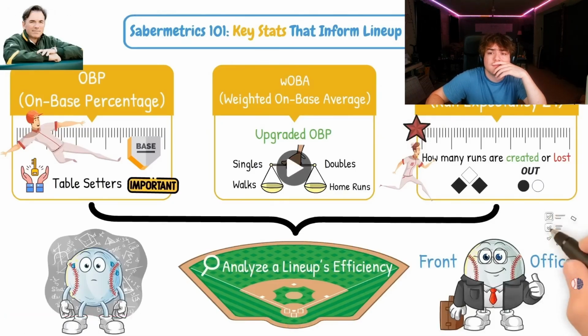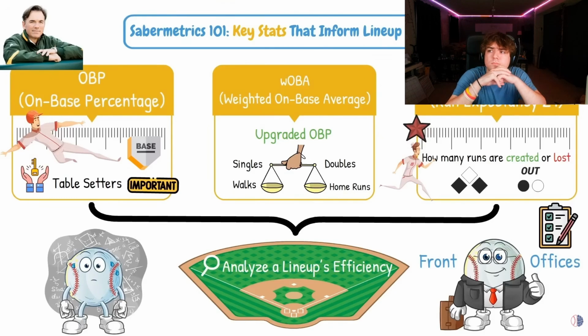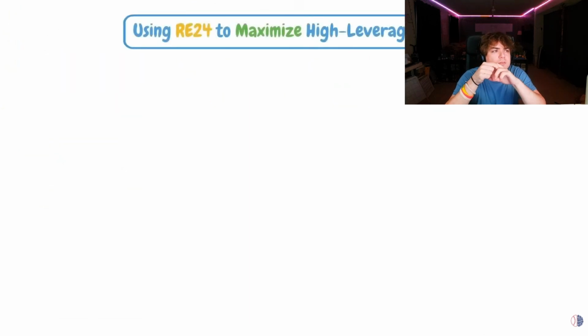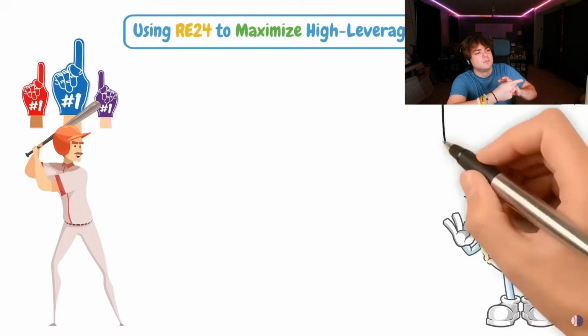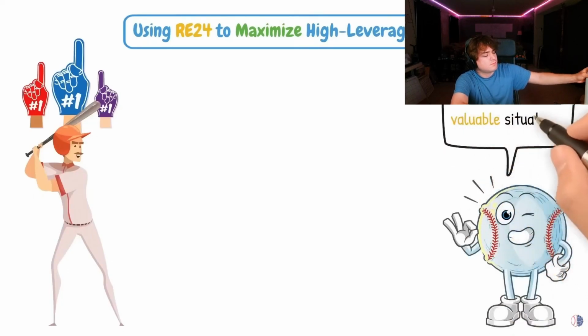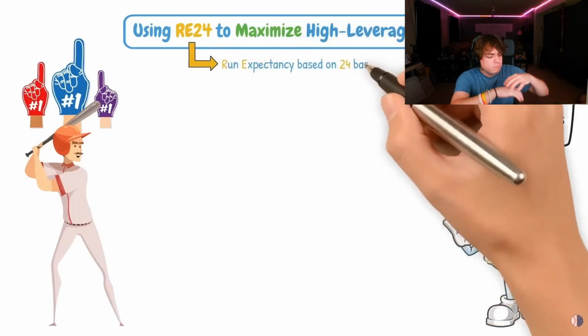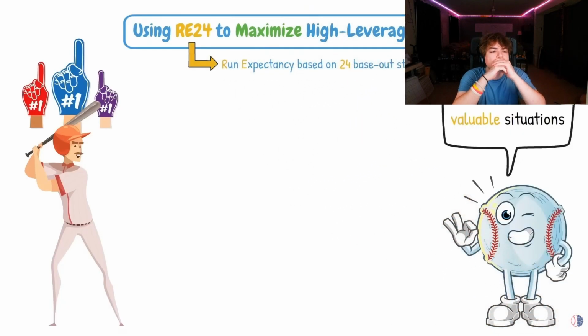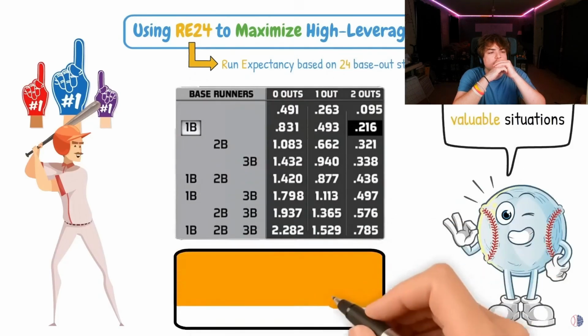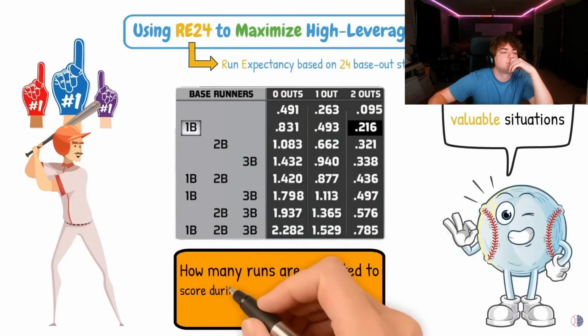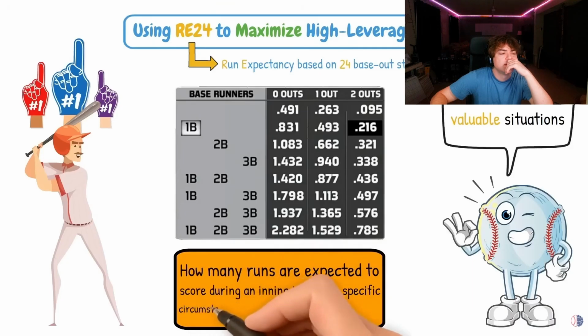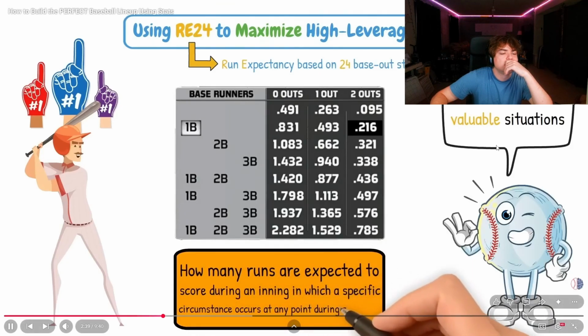I'm gonna be honest, bro. Let's talk about how to order batting orders. Starting with RE24. You want your best hitters up more often, yes, but also in the most valuable situations. That's where RE24, run expectancy based on 24 base out states, comes in. It's a chart that shows us how many runs are expected to score during an inning in which a specific circumstance occurs at any point during that inning.